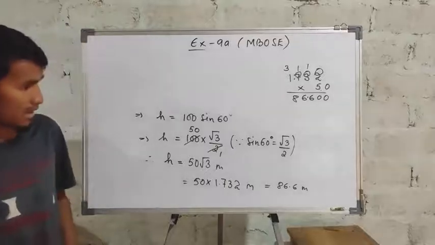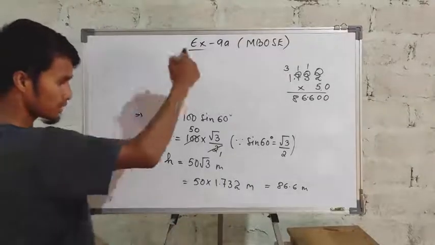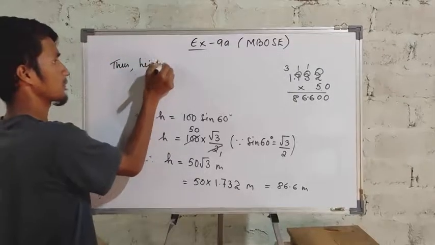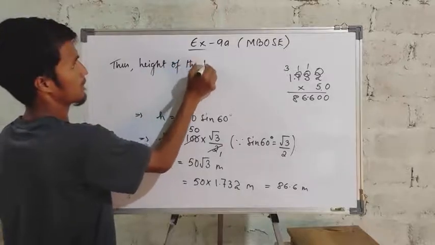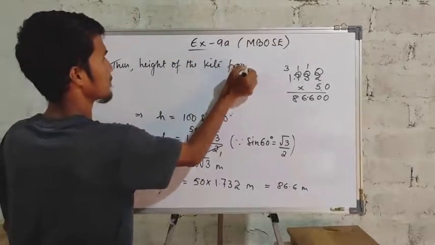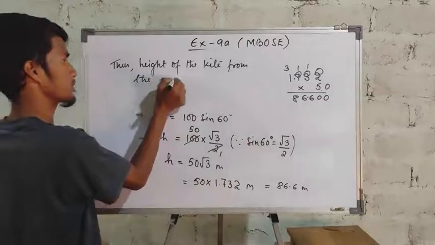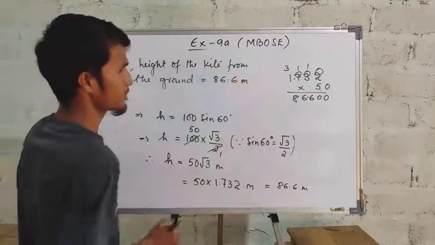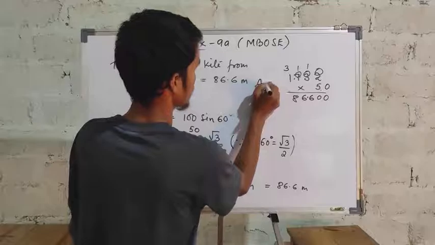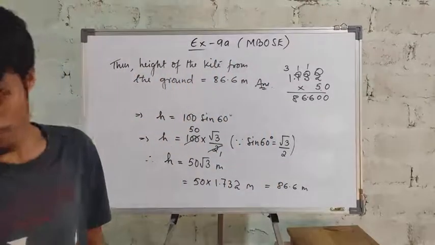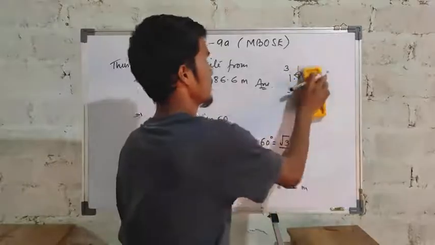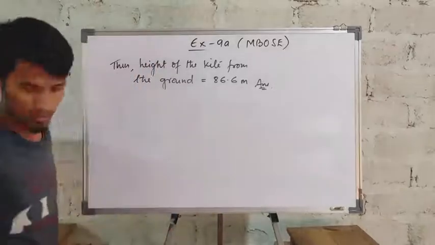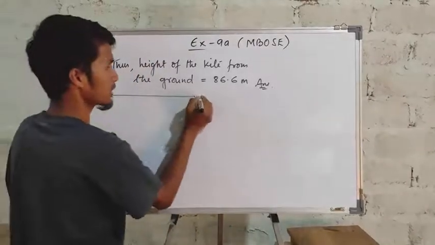Okay, in part 1 I've told you we have to give the conclusion, then here also we have to give conclusion. Thus height of the kite from the ground is equal to 86.6 meter. Okay, now this question is over.